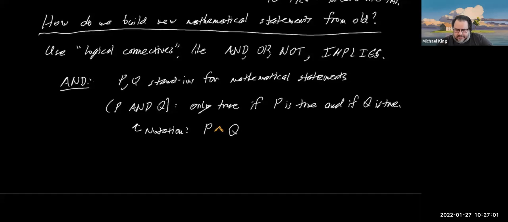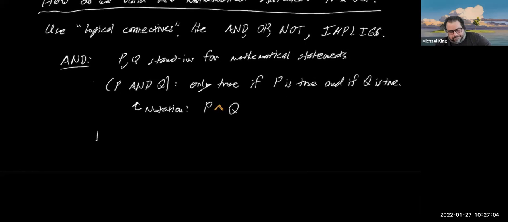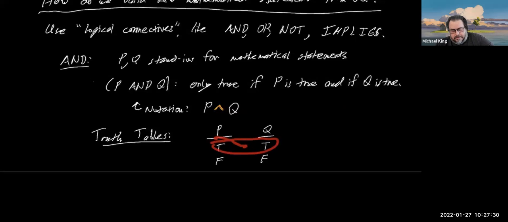So I want to use this to illustrate the idea of what a truth table is. We can think of a statement like this as either being true or false, right? Q is either true or false. And if you want to think about all the possible combinations, if you have two statements, they could both be true. One could be true and one could be false. P could be false and Q could be true, or they could both be false, right?